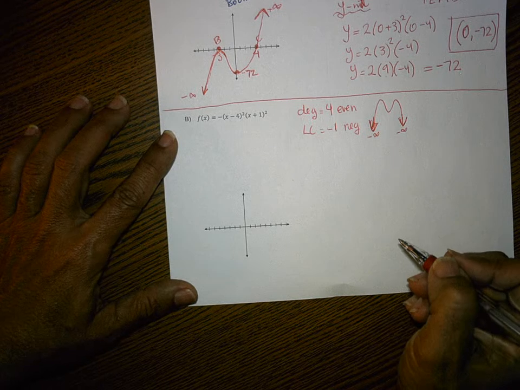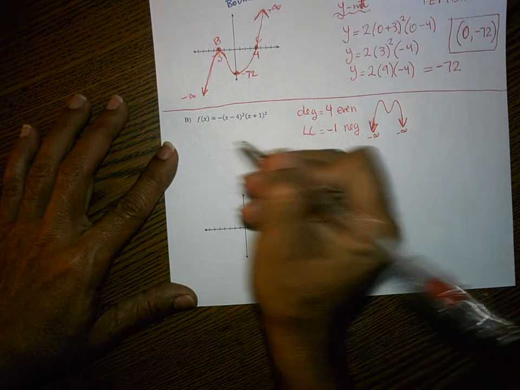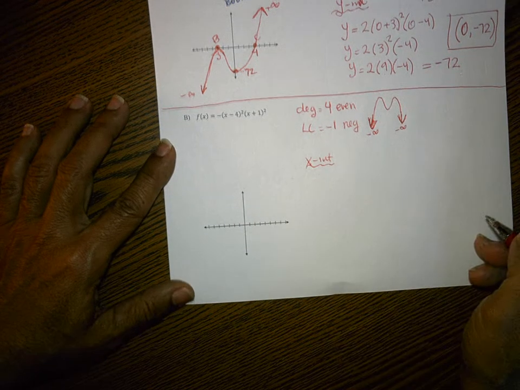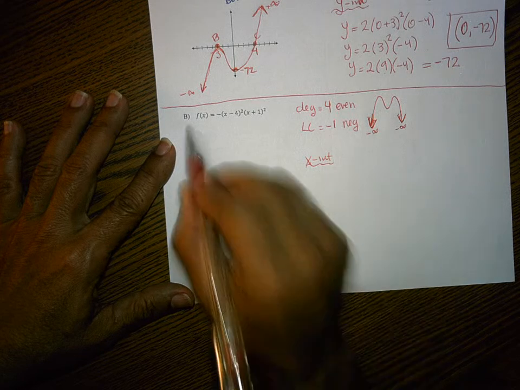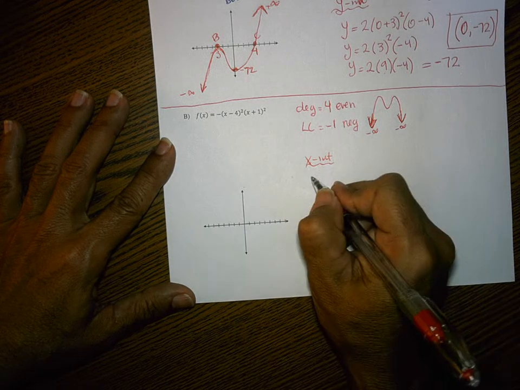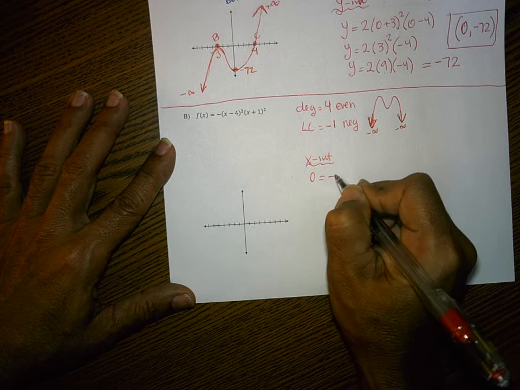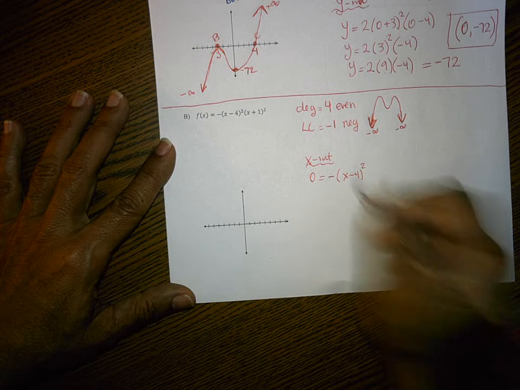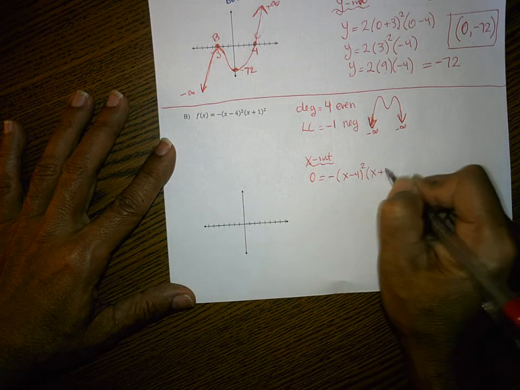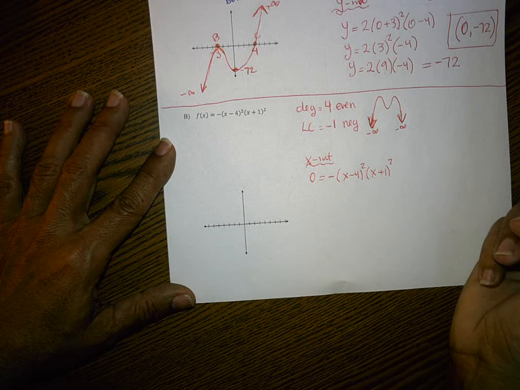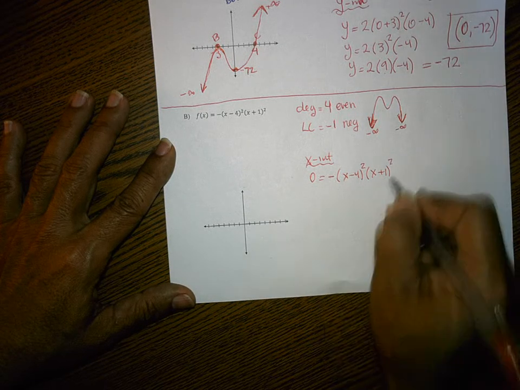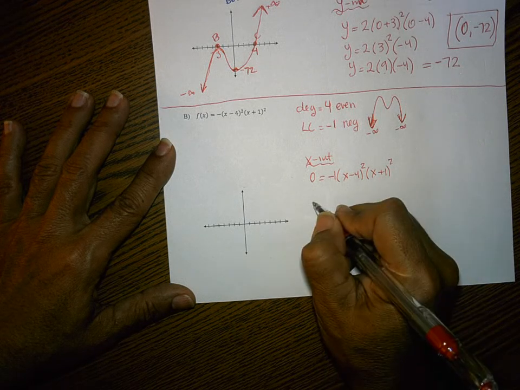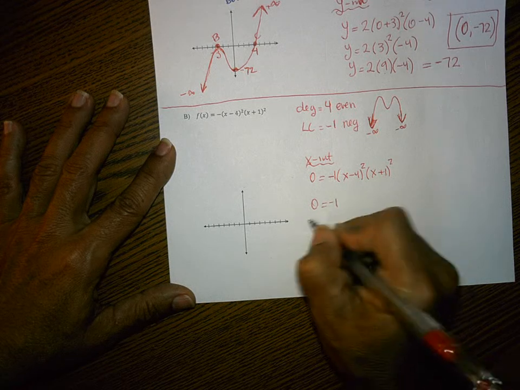Okay? Let's work on the x-intercepts. x-intercepts is what I want first. If I want the x, I'm going to make the f of x, which is the y, be 0. 0 equals negative invisible 1 times x minus 4 squared, meaning it happens twice. And x plus 1, the quantity x plus 1 squared, that means it happens twice. So we set each of the factors equal to 0, including this invisible 1 right here. Okay? So 0 equals negative 1. That's a false statement. False.